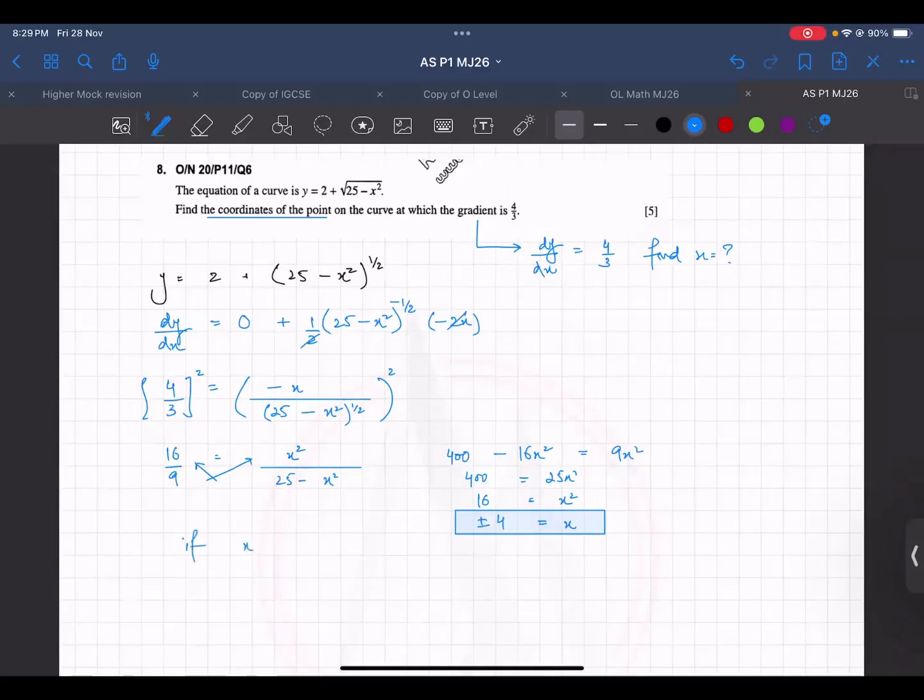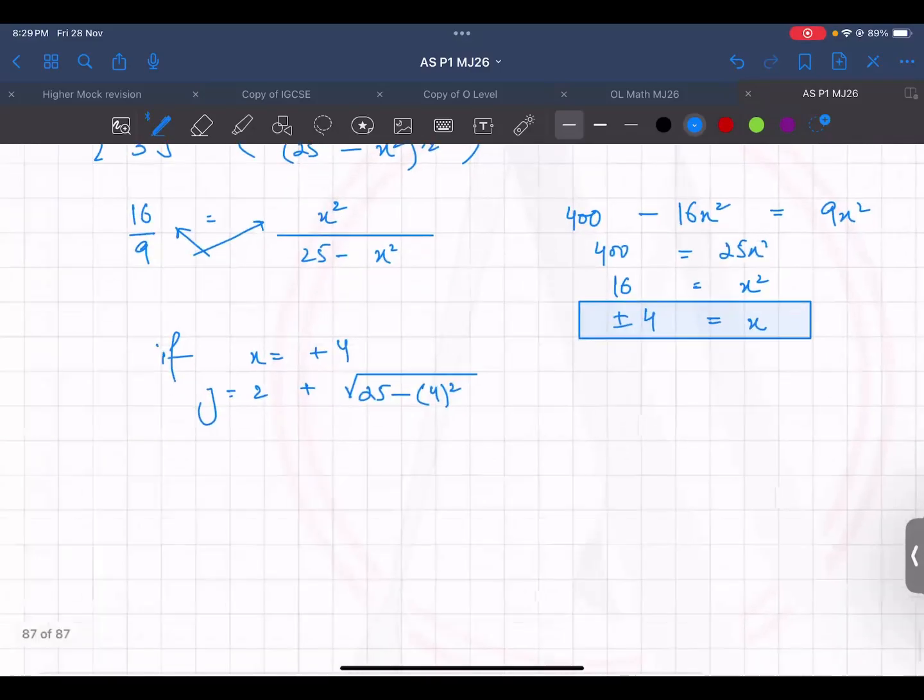So if your x is plus 4, your y comes out as 2 plus under root 25 minus 4 square, which will become 16 minus 25 is 9. Square root of 9 is 3. So 2 plus 3 is 5. This is one of the coordinates, 4 comma 5.